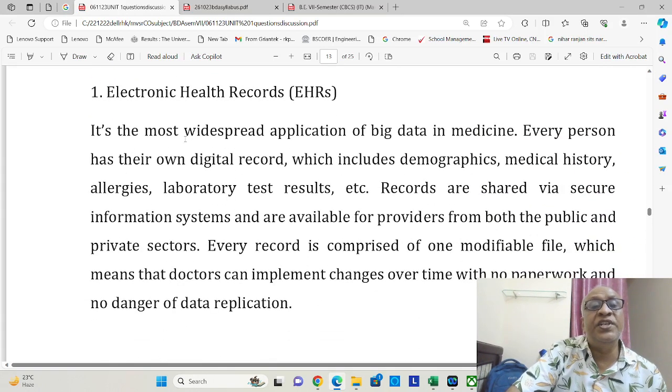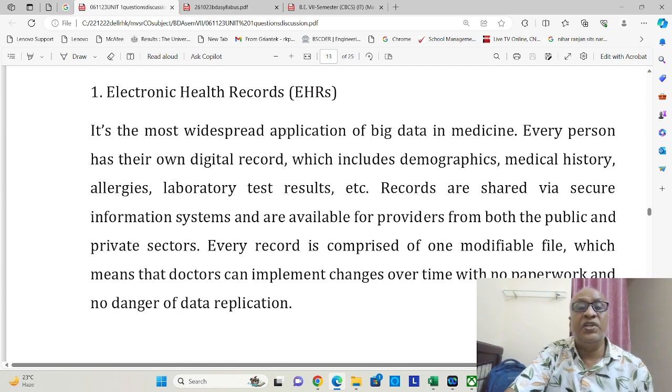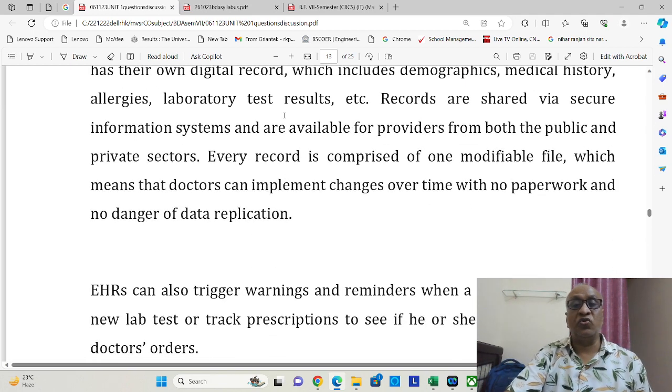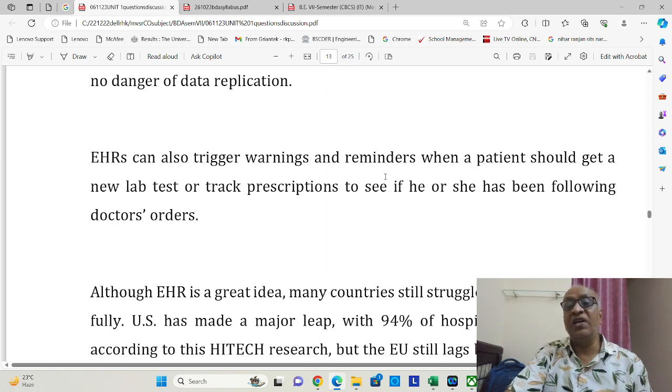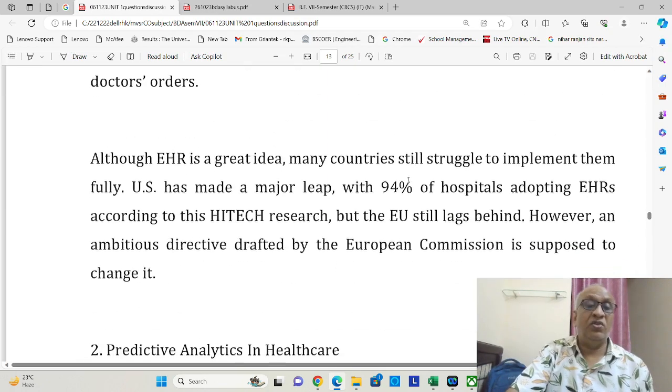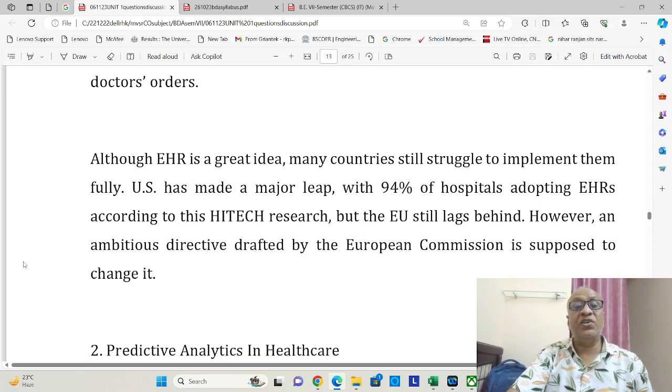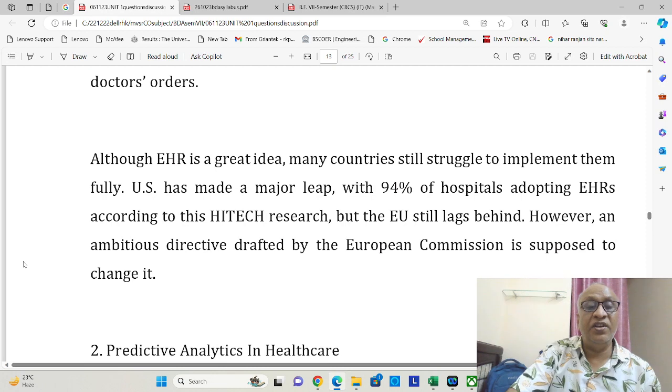So the first application is EHRs, electronic healthcare records. This is the most well-known application in the field of medicine, which will be digitally storing all the information regarding the persons, like their medical history, lab test results, and so on and so forth. Now, EHRs can also help in warnings and sending reminders and notifications to the patients. So implementation of EHRs is a big challenge from the technology perspective.